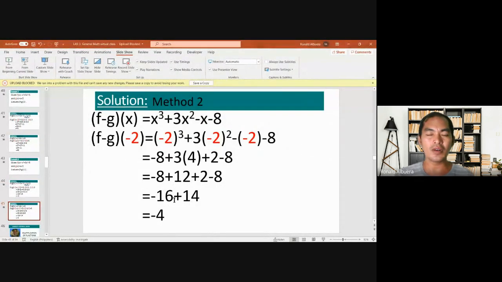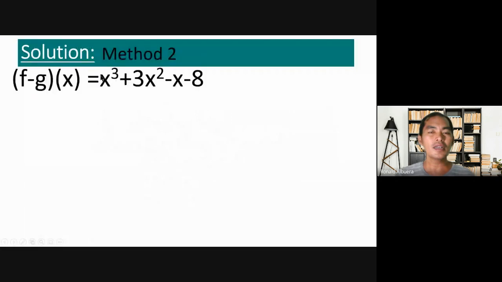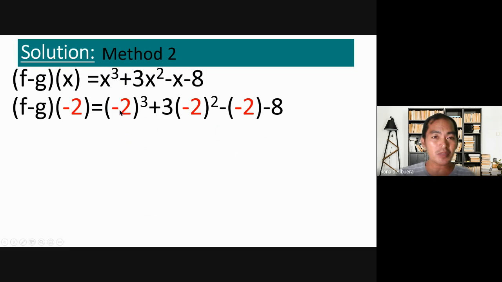So we have this one. This is also negative 2. Okay. Or method 2, magsusubstitute tayo sa difference na ng two functions. This is the difference of two functions, x cubed plus 3x squared minus x minus 8. Saka kayo magsusubstitute. We have negative 2 cubed plus 3 times negative 2 squared minus negative 2 minus 8.